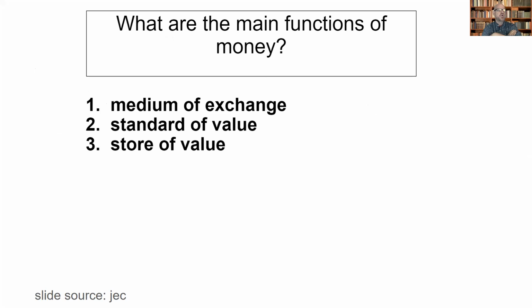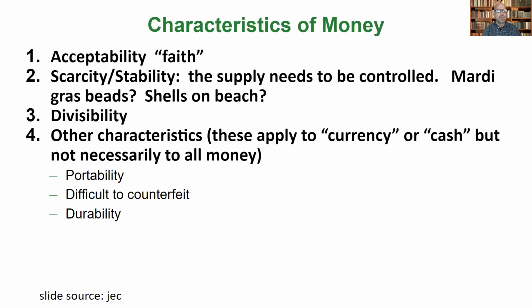And lastly, it's a store of value. So even though you gave the farmer some chickens and he gave you $100, let's just say, you've got value there. That $100 has value. Let's talk about how that works. Well, here are the characteristics of money, and this is how it gets value.